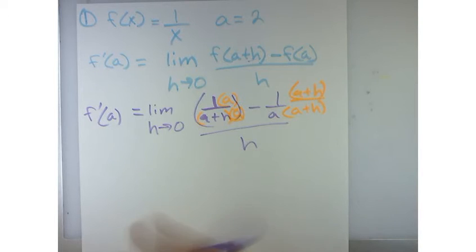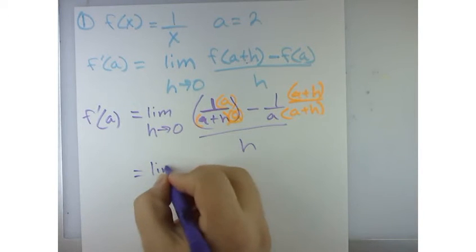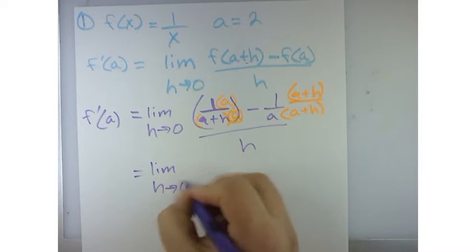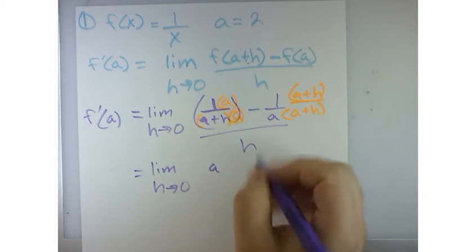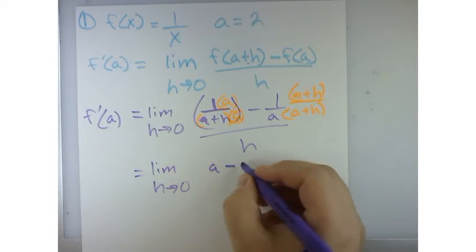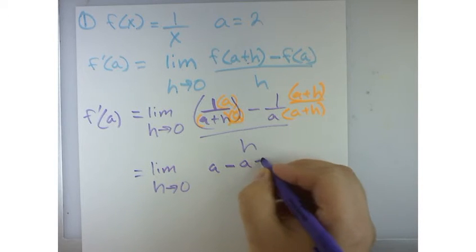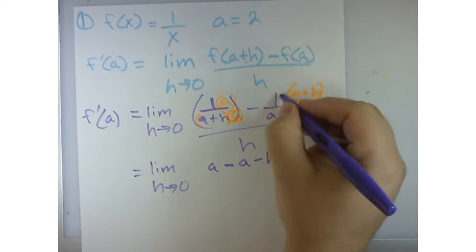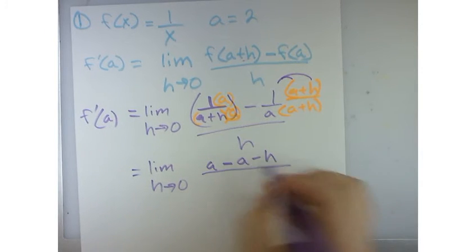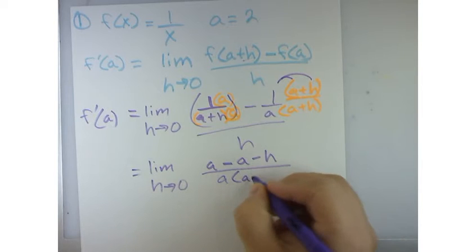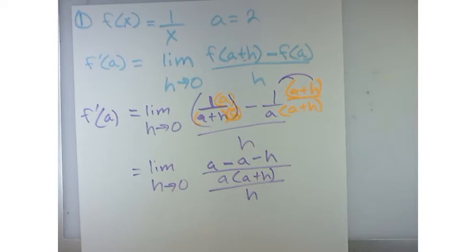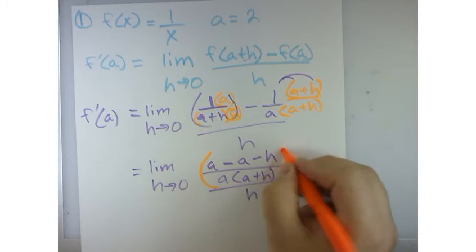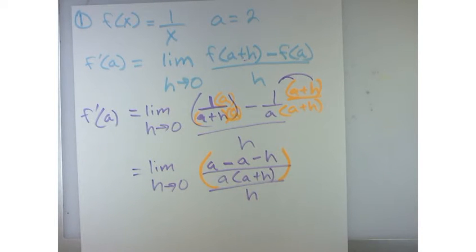Now, the problem with this problem is it's fractions. It's not easy. We can't just factor something out. But if I find a common denominator, I'm left with a minus h, right? If I take this negative 1 and distribute it through the top, all over a times a plus h, all over h. So now I have one fraction on the top. And I guess really if I wanted to think about it, I have one fraction on the bottom.